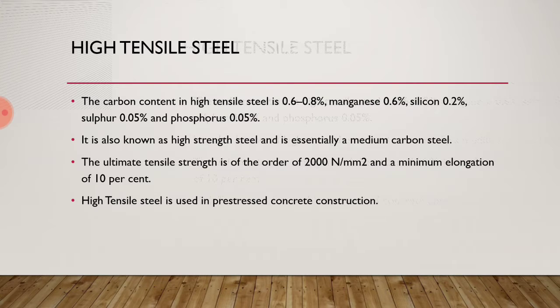And of course other elements such as manganese, silicon, sulfur, and phosphorus. High tensile steel is also known as high strength steel. So you may be hearing these two names constantly, but they are the same. And therefore it is a medium carbon steel due to its high tensile capacity.